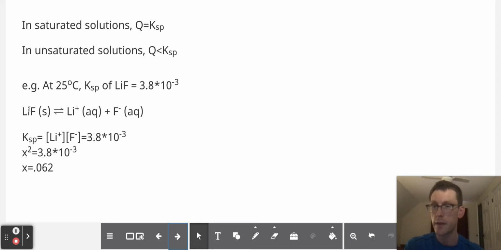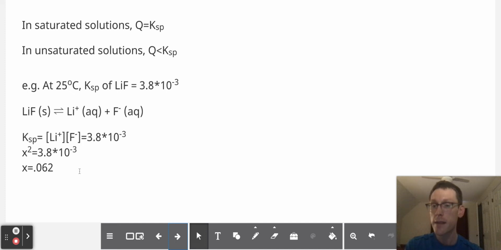Here we have the equilibrium equation. So we have lithium fluoride in the solid phase equals lithium ions and fluoride ions that are aqueous. The K expression for that is going to be concentrations of products over reactants, except, wait a minute, the reactant is a solid, so it's omitted. So we just have the concentration of lithium at equilibrium times the concentration of fluoride at equilibrium, and that's equal to 3.8 times 10 to the negative third.